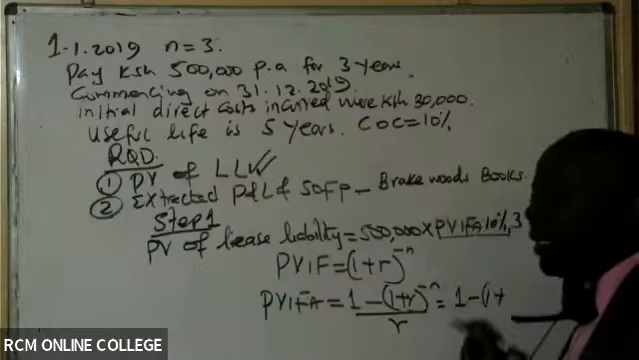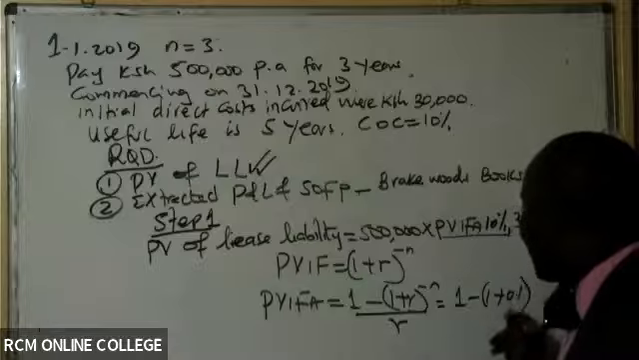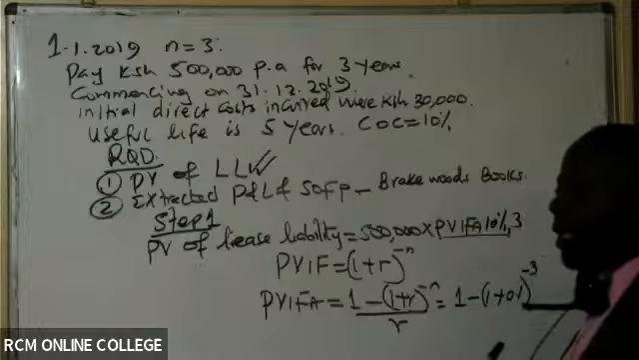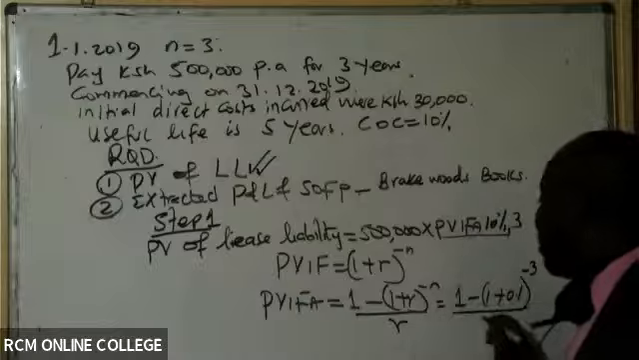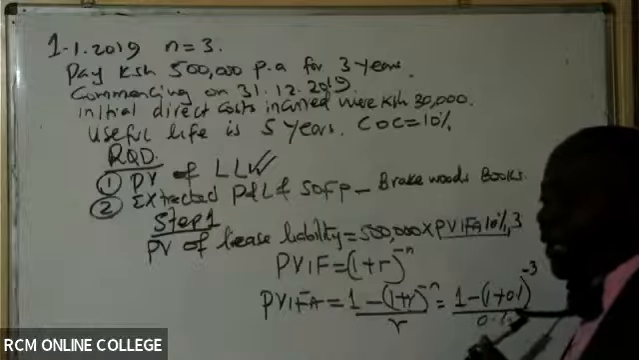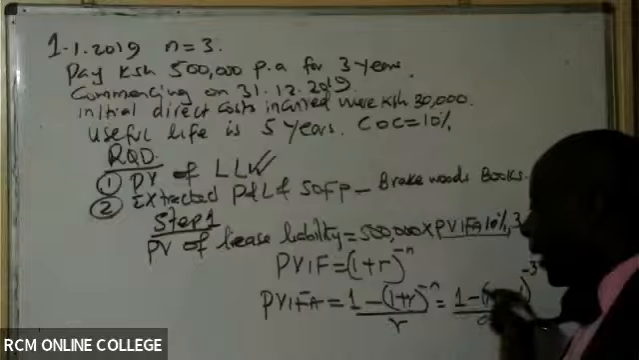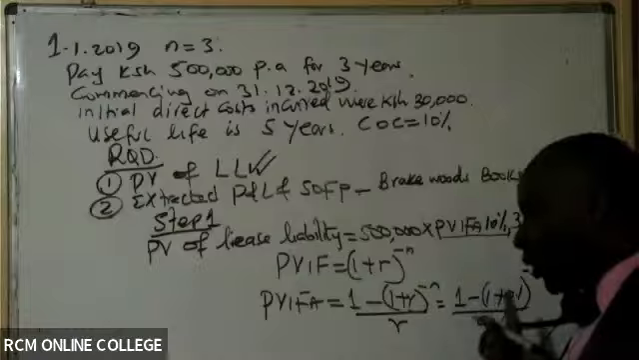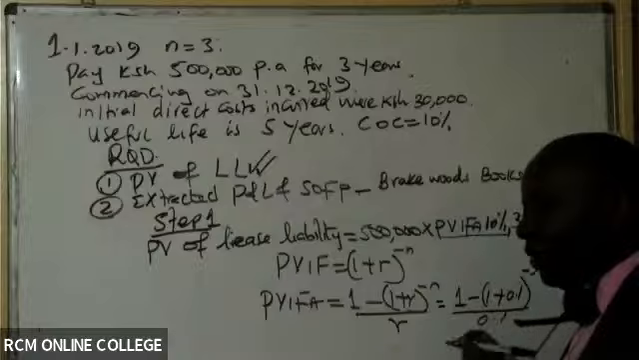Our R is the cost of capital, the required return, so R in this case is 0.1. Raised to negative 3 years. Everything is divided by R, the cost of capital, which is 0.1. So can somebody give me this figure? You take 1 minus 1.1 raised to minus 3, and whatever answer you get, you divide by 0.1.